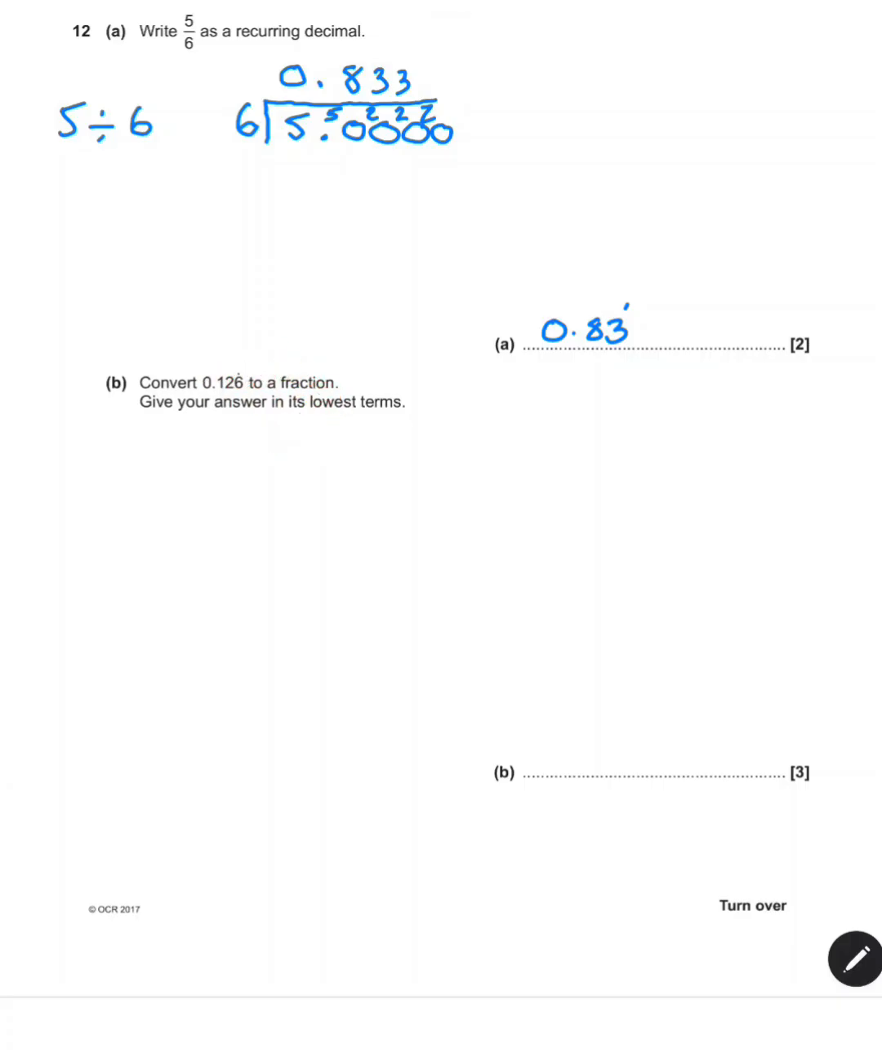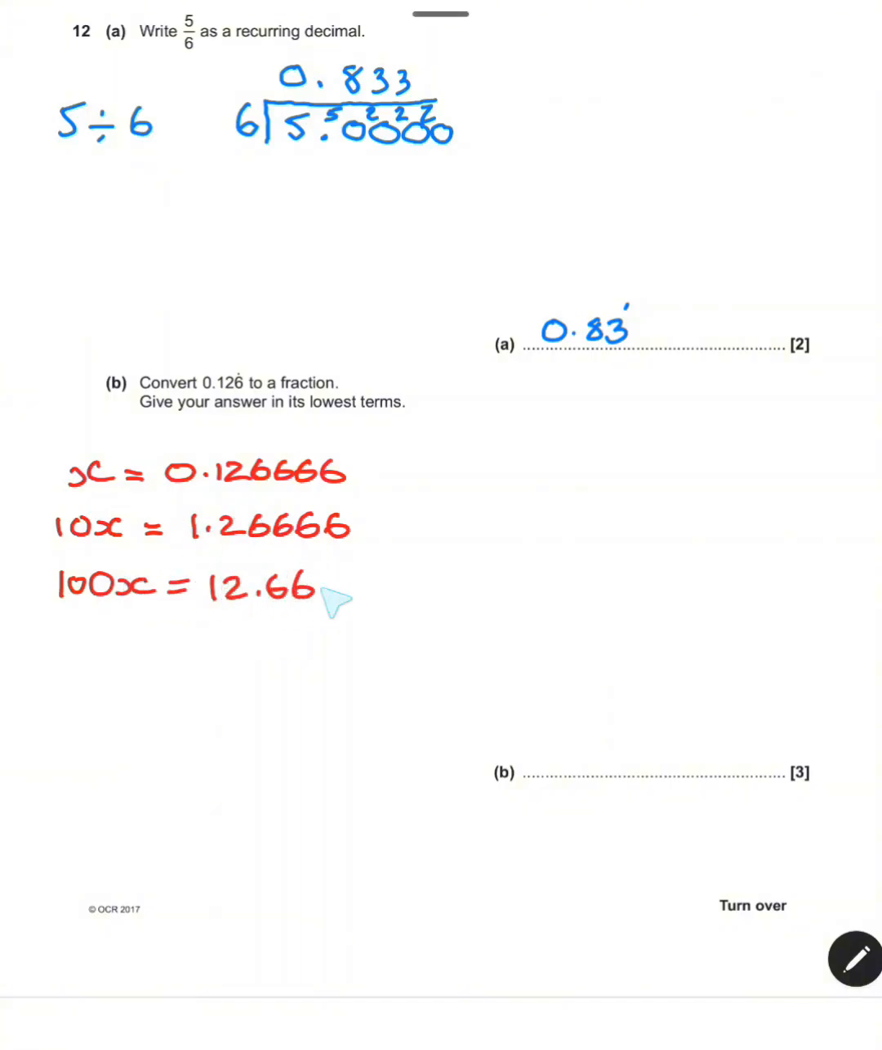Part B, turn this recurring decimal to a fraction. We'll just need to follow an algebraic method to do this. We're going to call the number we've given x. That's 0.126666, just the 6 recurring. We can multiply that by 10, and all that happens is the digits move one place to the left. So you get 1.26666. Again, multiply by 10. You get 100x, and the digits go to the left again. 12.6666. And I'm going to go one more time.